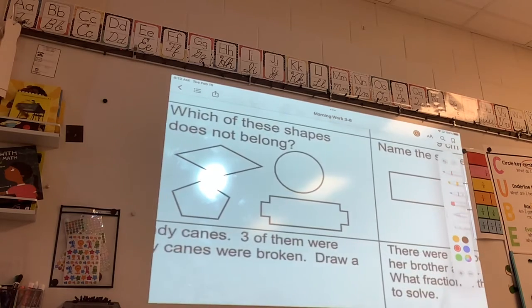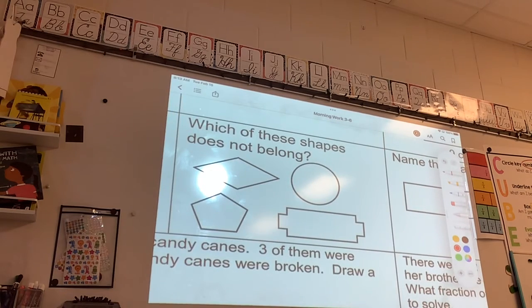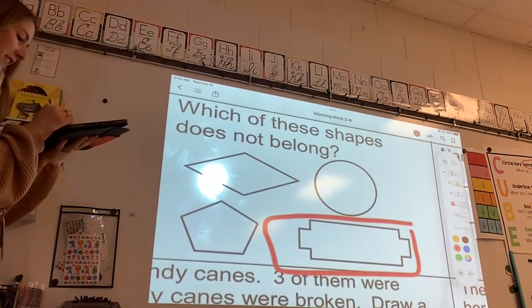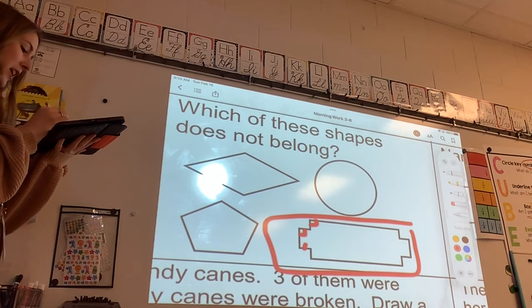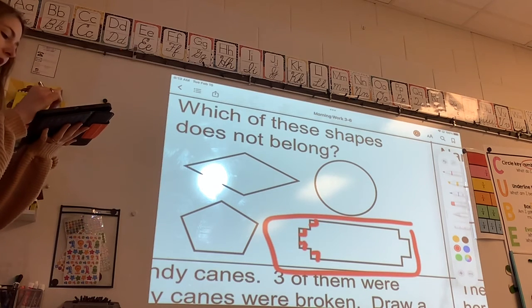Which of these shapes does not belong? Now, I've heard several different answers, and the specific students who've answered it differently explained themselves well. So, James, which shape did you say was the misfit? I said it was the battery one. It's the only one that has square corners, but the others only have corners or no corners. Good. So James said that this one does look kind of like a battery. He said that this was the misfit because it is the only shape that had square corners.